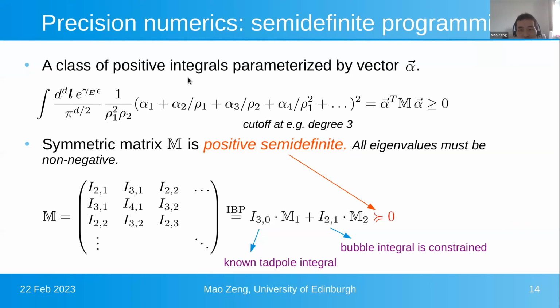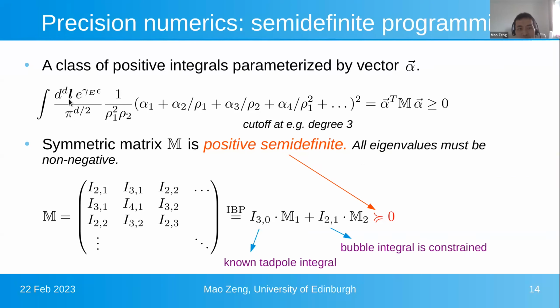This is obvious by proof of contradiction. If any eigenvalue is negative, then you can find an eigenvector alpha which makes this expression negative. And so with this set of alpha i parameters, the integral will be negative, which contradicts our expectation. So you know this symmetric matrix is positive semidefinite, and by integration by parts reduction, every element of the matrix is a linear combination of these two master integrals.